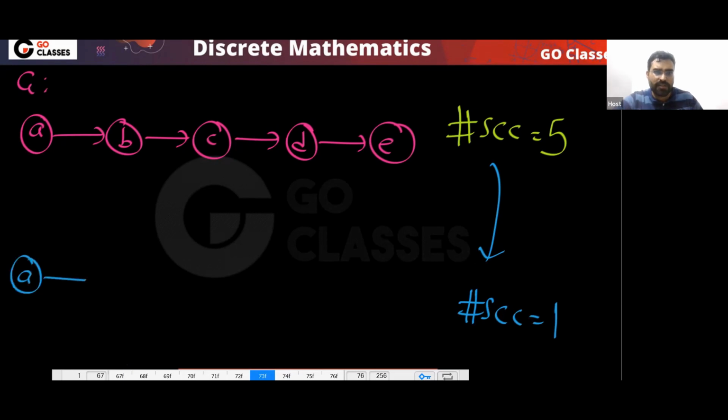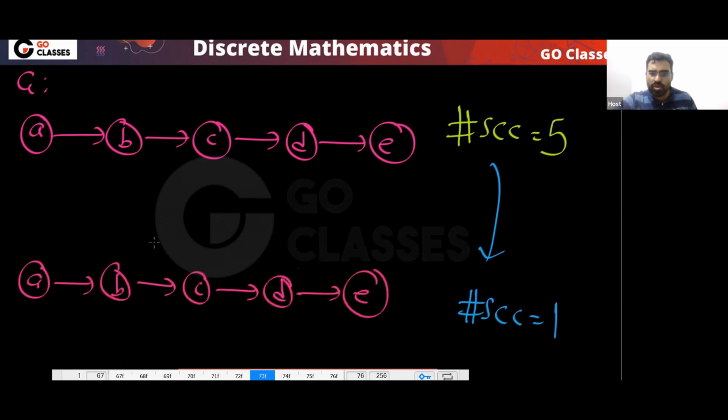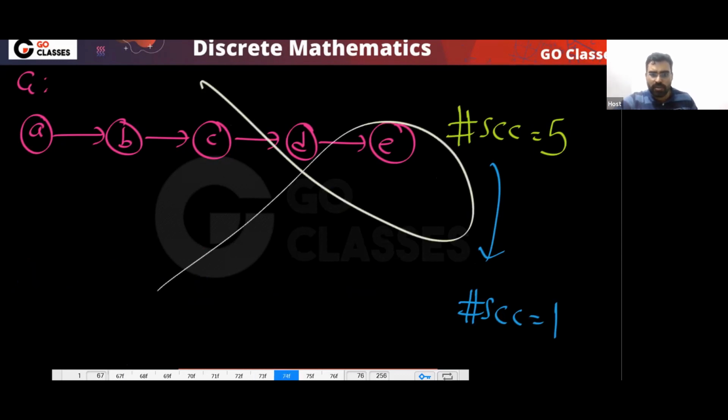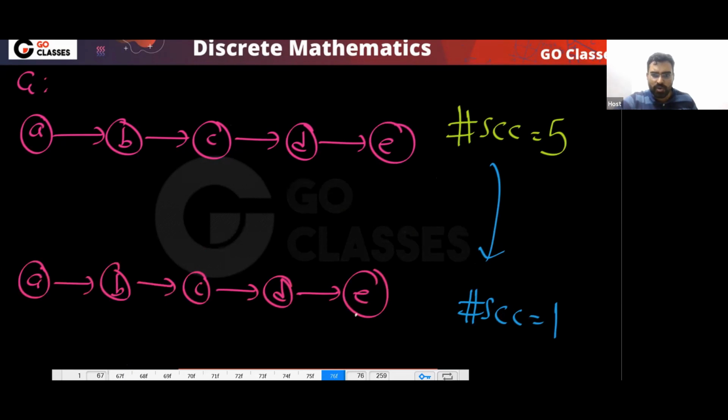This is your original graph, A, B, C, D, E. By adding just one edge, it will bring it down to 1. This edge you add, and now how many? Only 1. From 5 to 1, only one edge I am adding.